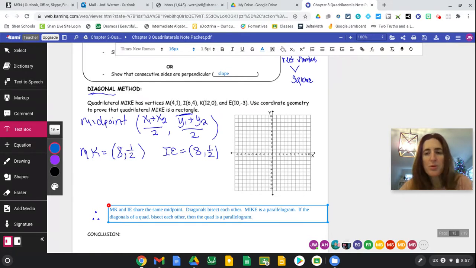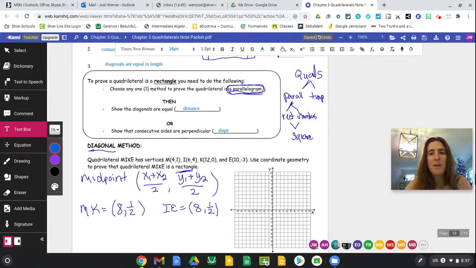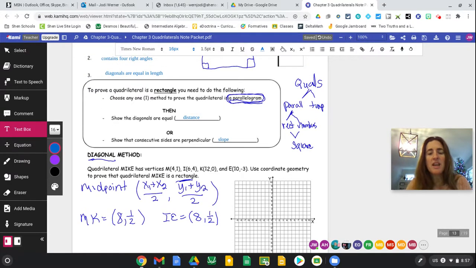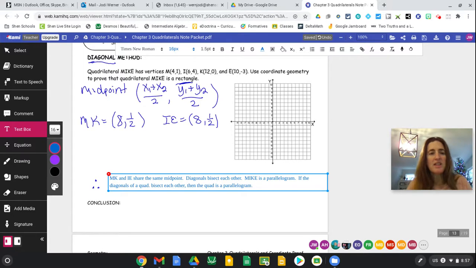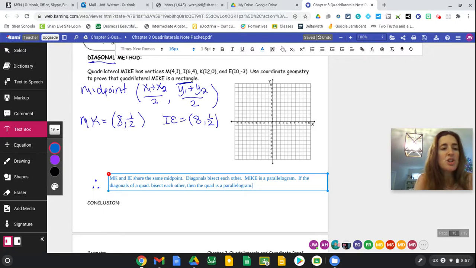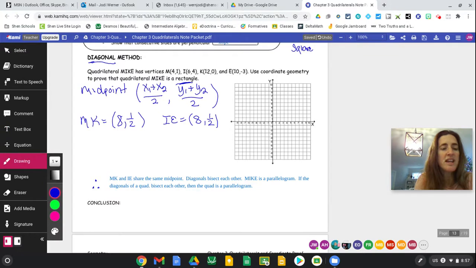So I know the proof said to prove a rectangle, but remember, because of that family chart up above here, in order to make something a rectangle, it first has to be a parallelogram. So I used my diagonals showing that they shared the same midpoint, and I came up with the conclusion. It sure enough is a parallelogram. Now, since it's a parallelogram, I can go that extra step further to try to prove it an actual rectangle.